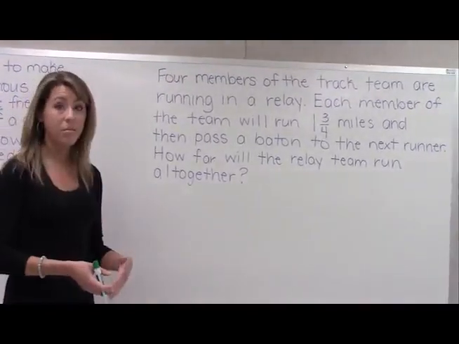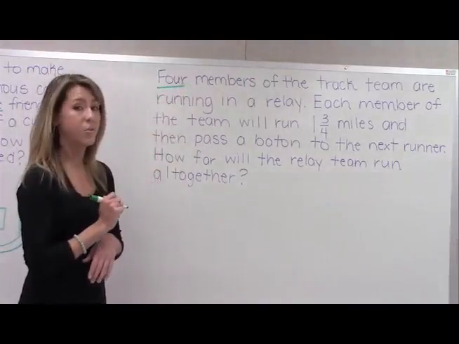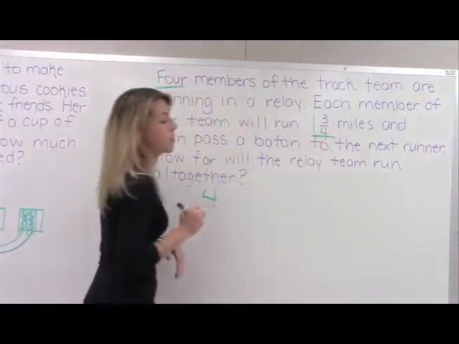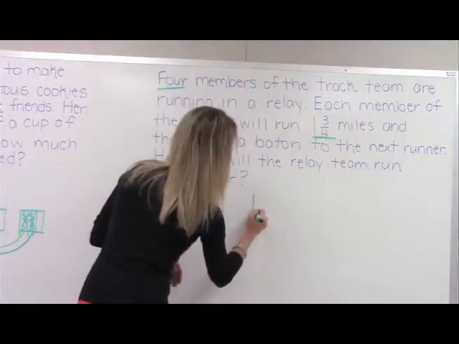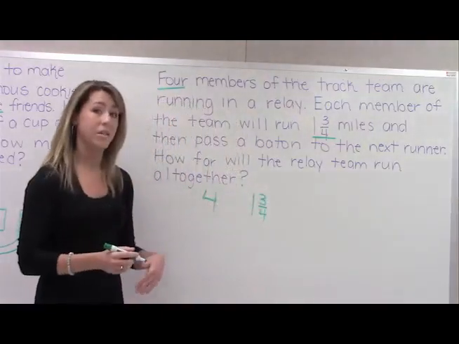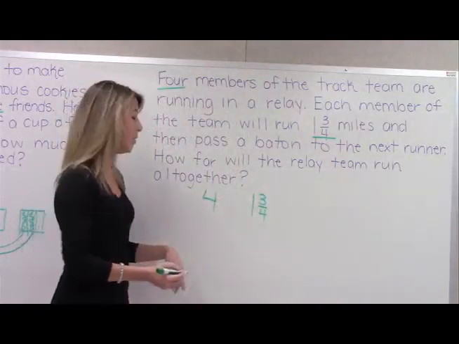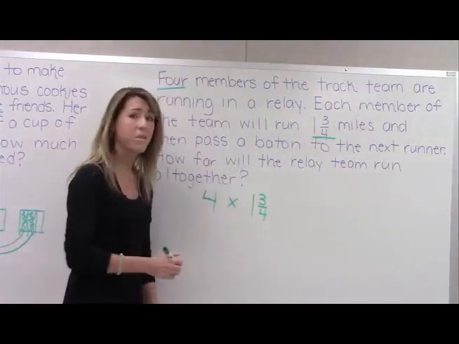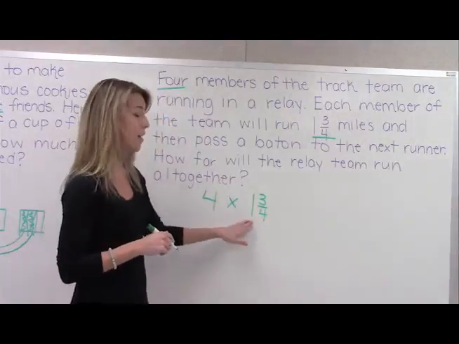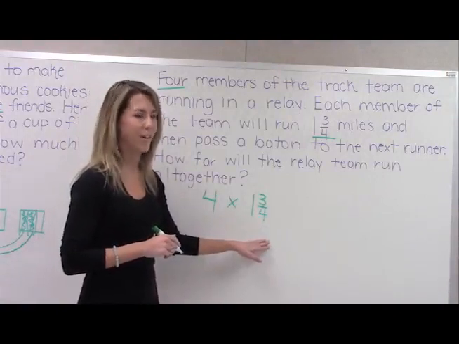I know that this problem is asking me to think about 4 runners, and that each runner is going to be running 1 3/4 miles. I could also be thinking of this as 4 groups of 1 3/4. You might notice, however, that this problem looks a little bit different than our last one. This is because we are mixing a whole number with a fraction. We call this a mixed number.